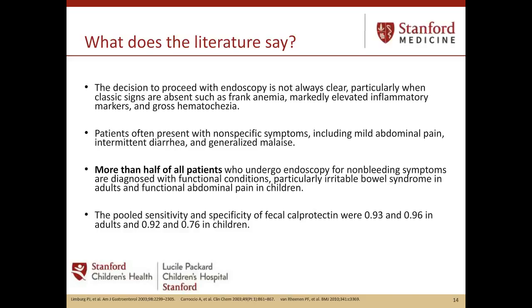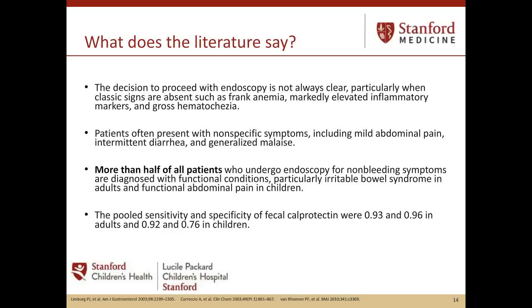The literature says that the decision to proceed with endoscopy is not always clear, particularly when classical signs are not present, such as anemia or inflammatory blood markers, or gross hematochezia, which is blood in the stool. Patients often present with nonspecific symptoms, such as mild abdominal pain, intermittent diarrhea, and generalized malaise, which is fatigue. And more than half of all patients who undergo endoscopy or colonoscopy for non-gross blood and other nonspecific symptoms are diagnosed with functional conditions, particularly irritable bowel syndrome in adults and children. And yet, we have to think carefully about whether or not to undergo an invasive procedure.